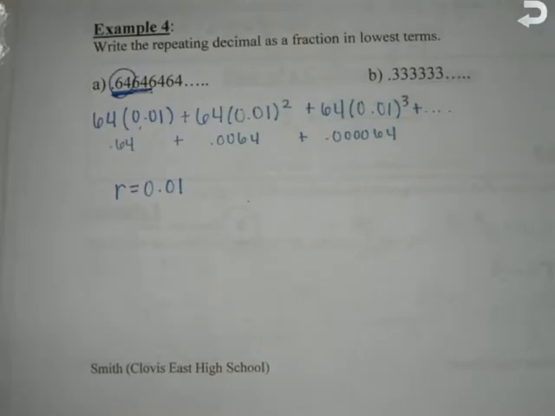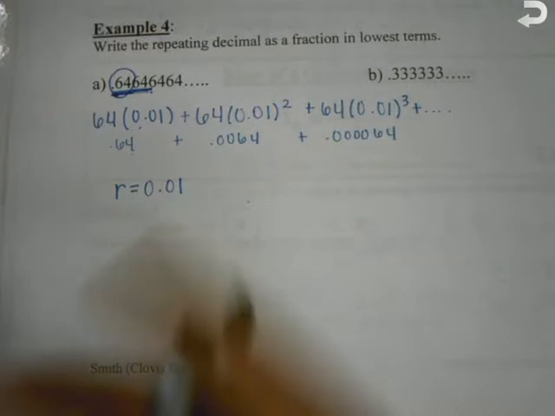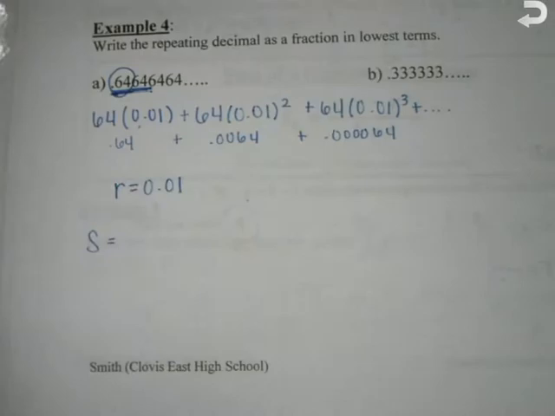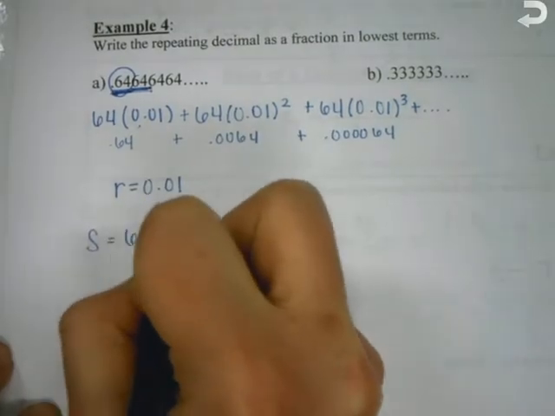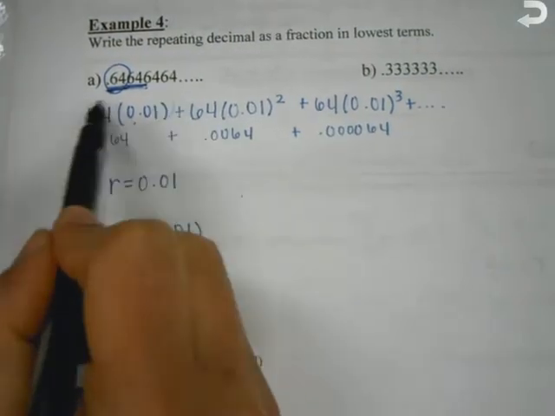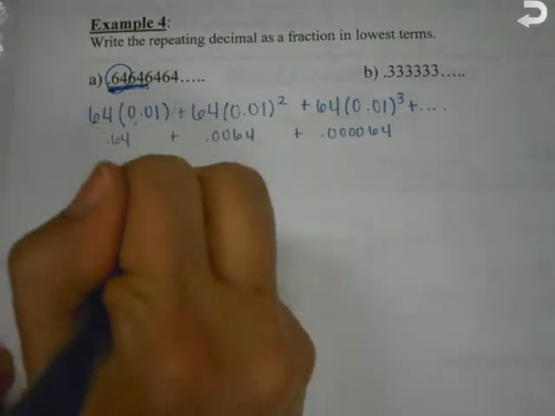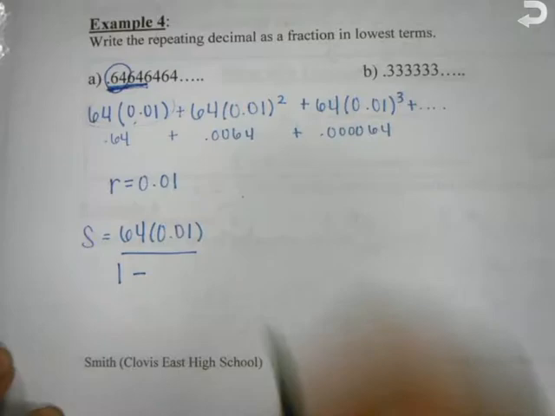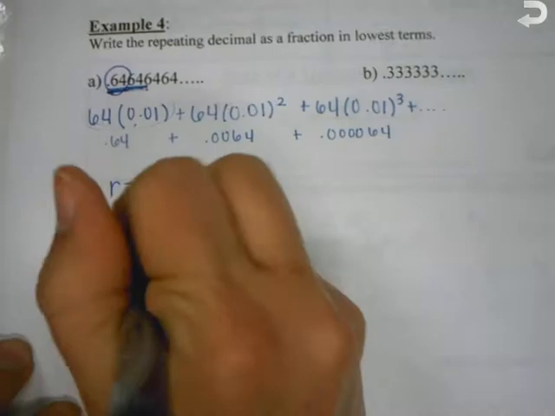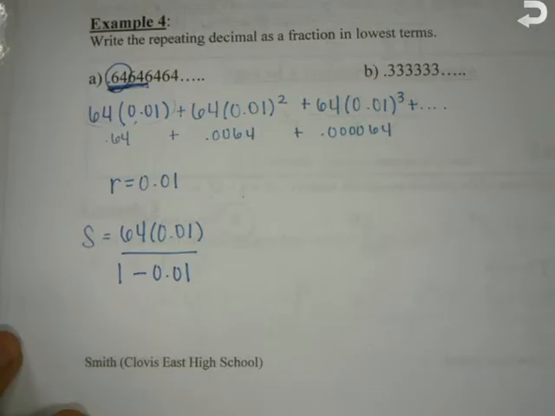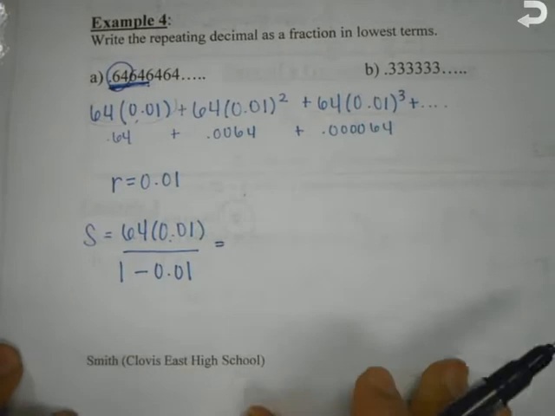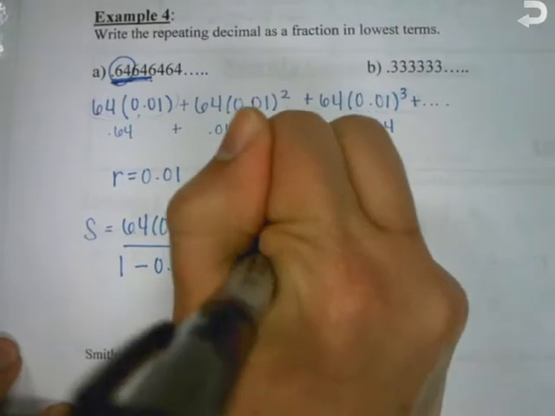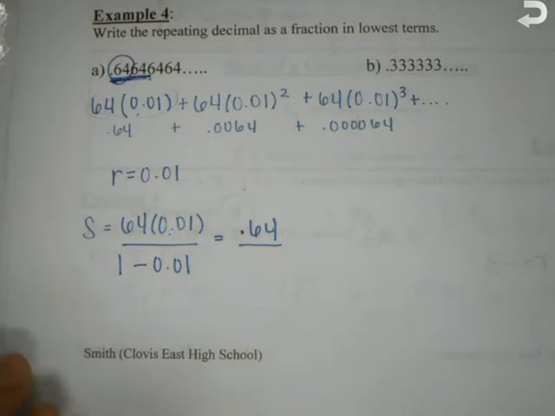Sum equals the first term. What's the first term? 64 times 0.01, 0.64, this thing right here, over 1 minus R. What's R? 0.01. Okay, 64 times 0.01 gives me 0.64 over 1 minus 0.01, which is 0.99.